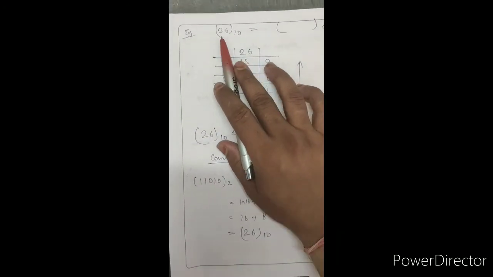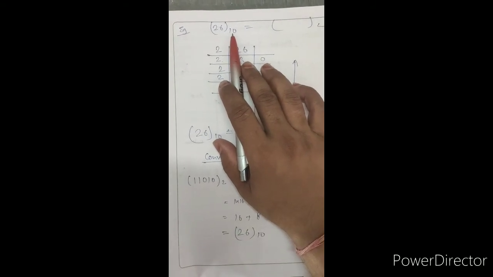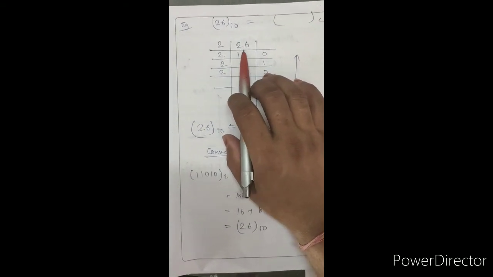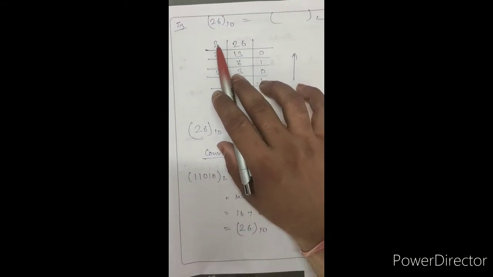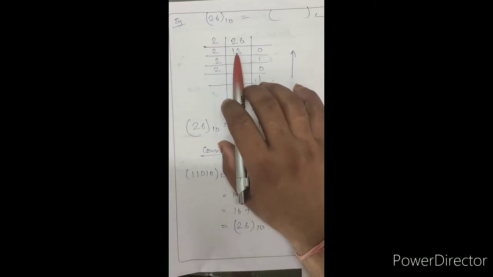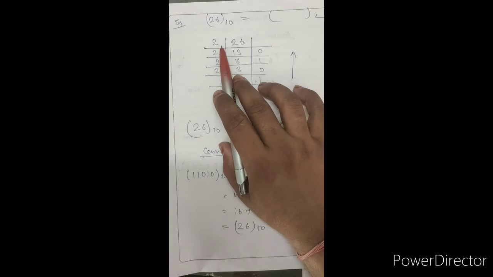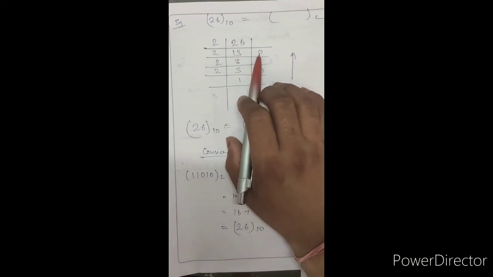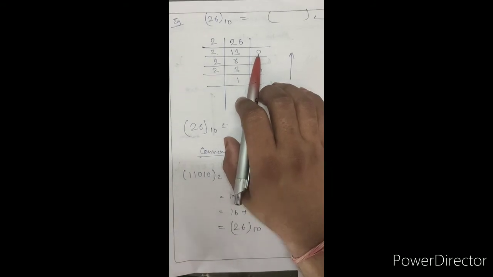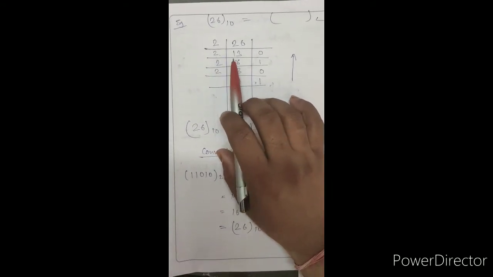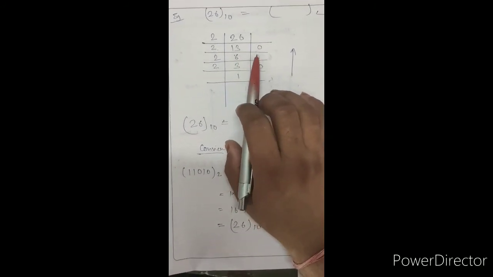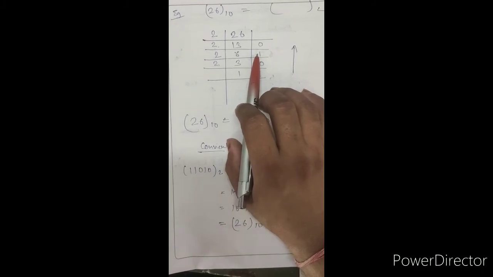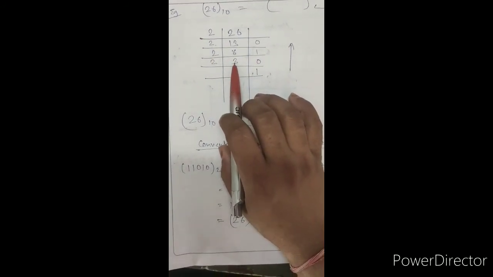In this example we have 26, just like your book example. We write 26 here to convert it into binary. To convert 26 into binary, we again divide by 2. So we get 13, and the remainder will be 0, so we write 0 here. Again we divide 13 by 2, so we get 6 and the remainder is 1, so we write 1 here. Then again we divide 6 by 2, so we get 3.